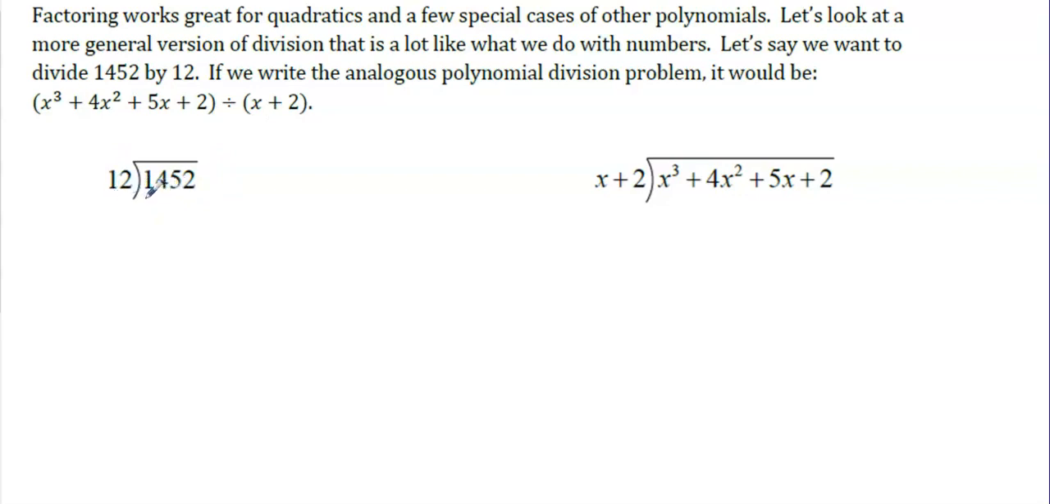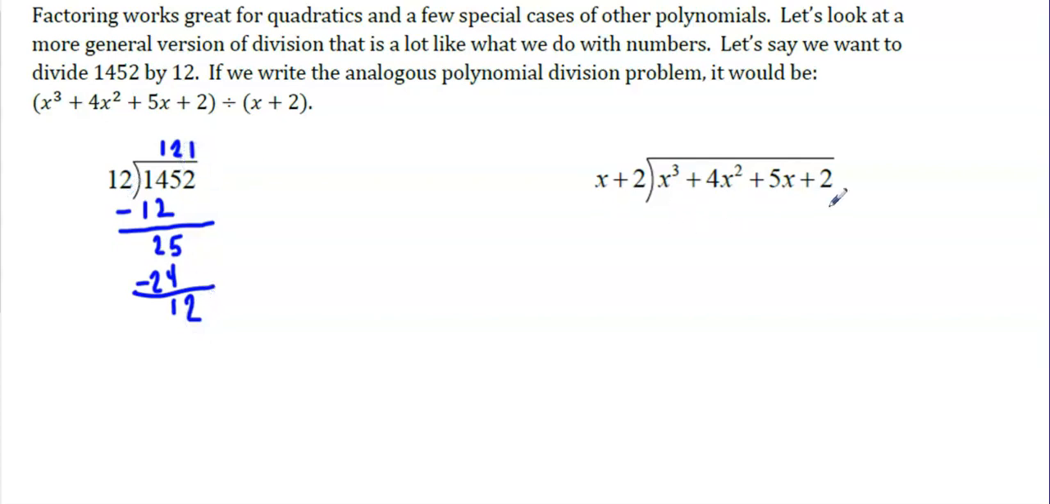So I would take 12 and I would divide it into 14 and it goes in once. 1 times 12 is 12. Then I subtract. I have 2 and I bring down my 5. 12 goes into 25 2 times. 2 times 12 is 24. I subtract, I get 1. Then I bring down this 2. 12 goes into 12 one time.